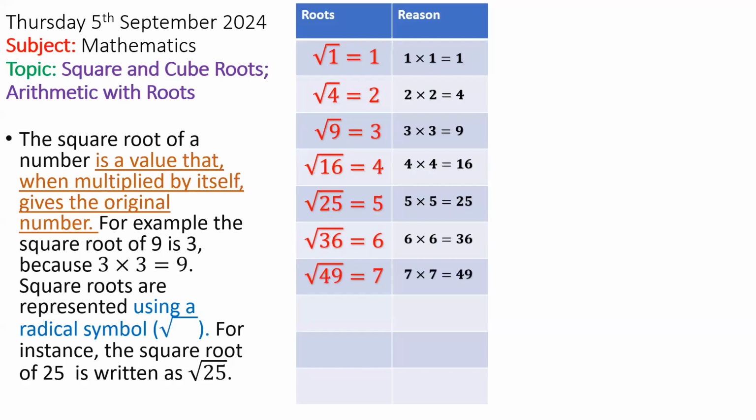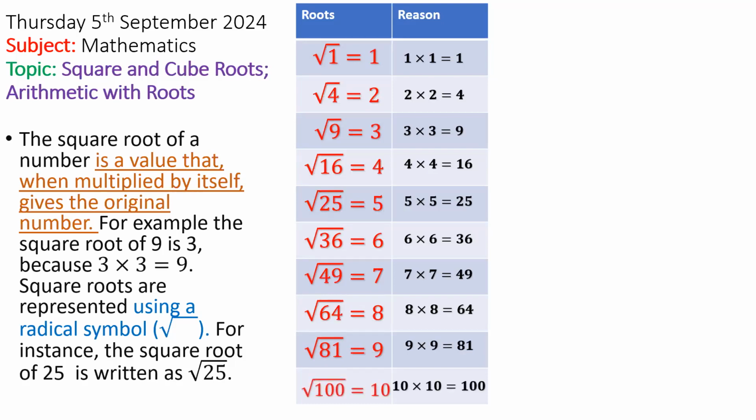What's the square root of 64? 8. Because 8 times 8 is 64. What's the square root of 81? 9. Why? Because 9 times 9 is 81. What's the square root of 100? 10. Why? Because 10 times 10 is 100.